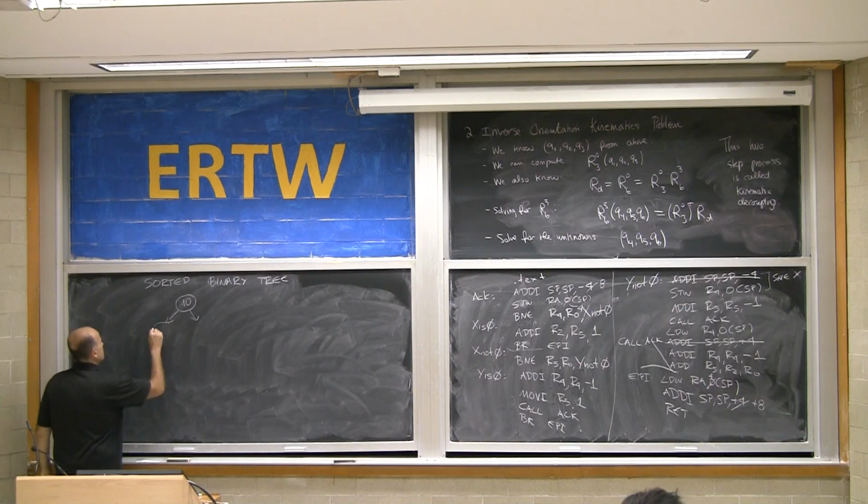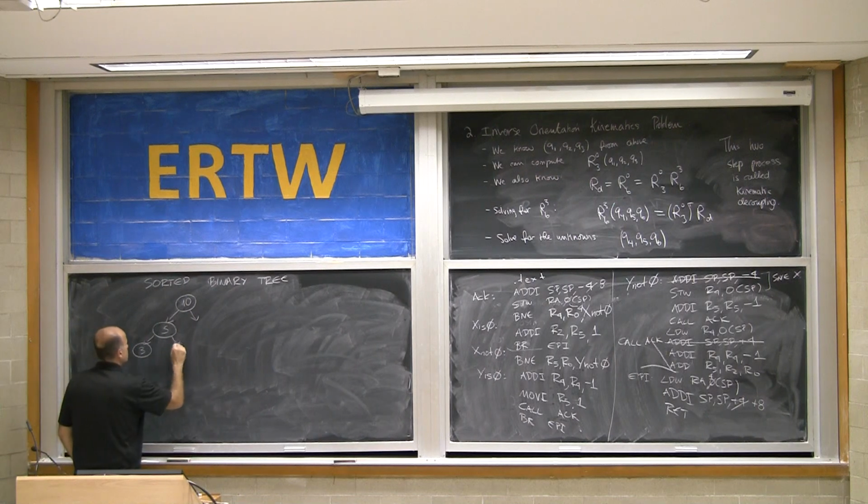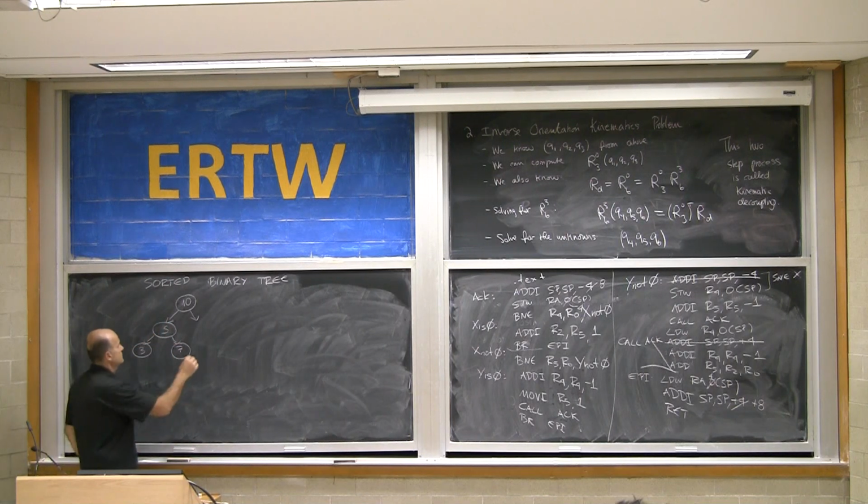So for example, if I have a 5, it could be here. And over here I can have a 3. But over here I can have a 7. Okay? What's the property? Look at 10. All of these numbers are smaller than 10. Look at 5. This is smaller than 5. This is bigger than 5. Fair enough? Okay. Let's populate it this way.